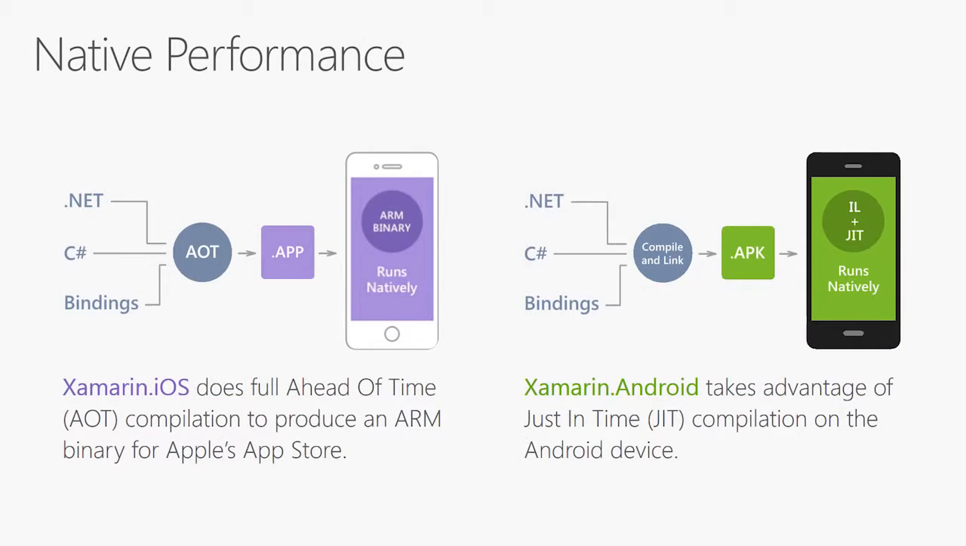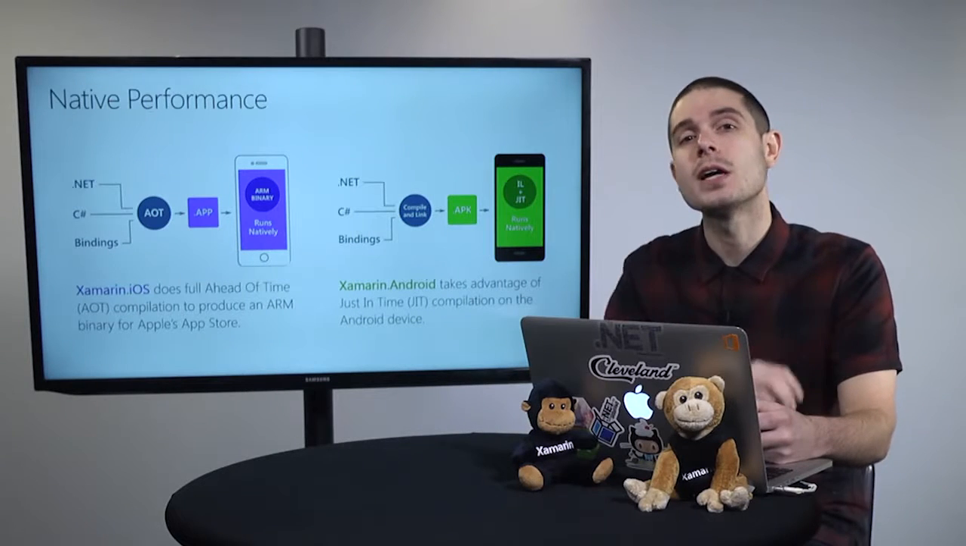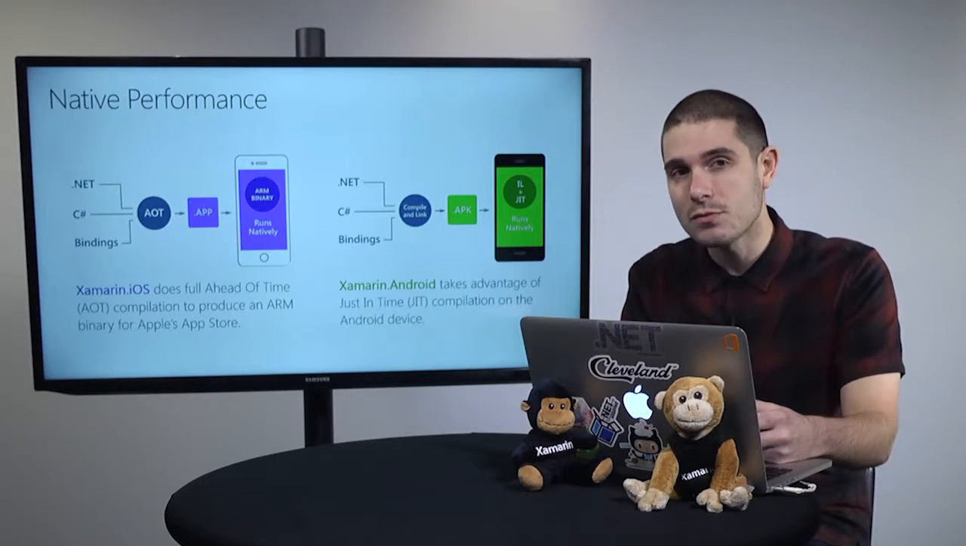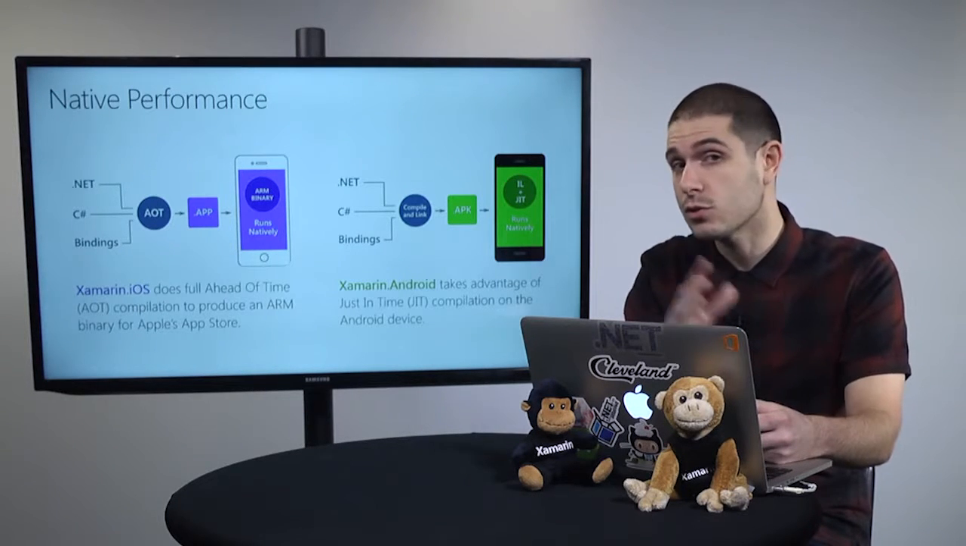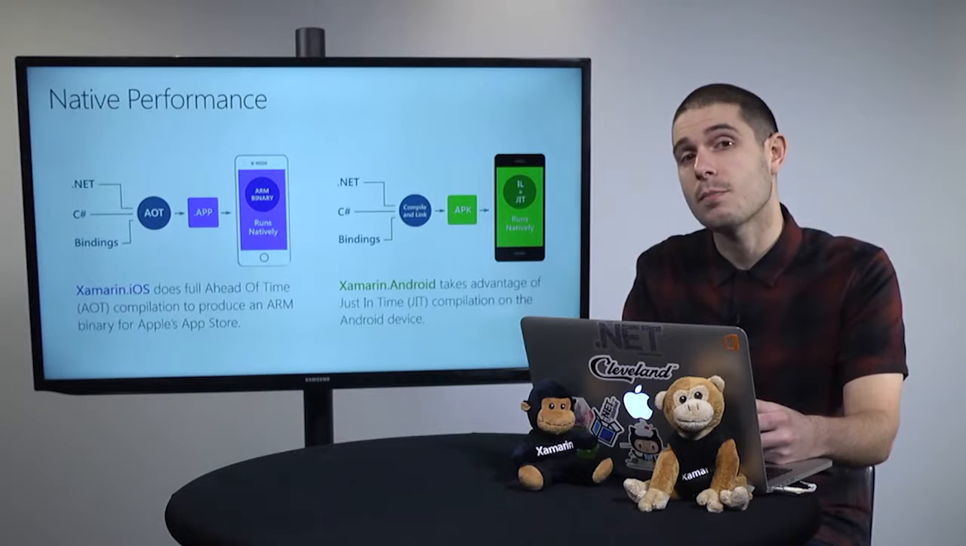Now, when it comes to native performance, it's really important to know exactly how everything's working. And what we do on iOS is a full ahead of time compilation. Take your C# code, compile it down into IL, compile it one more time into LLVM bytecode. Run that right through an LLVM compiler and optimizer, and boom, native ARM binary running natively on your iOS device. And you have all your .NET goodness in there, all of your C#, everything's compiled, all those great bindings and everything to create a great native app.